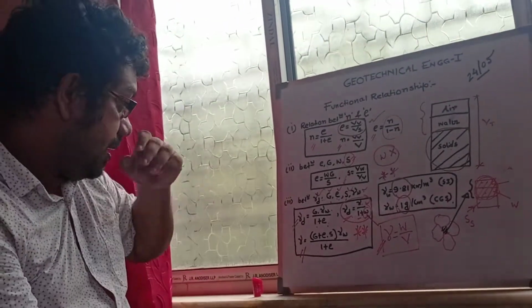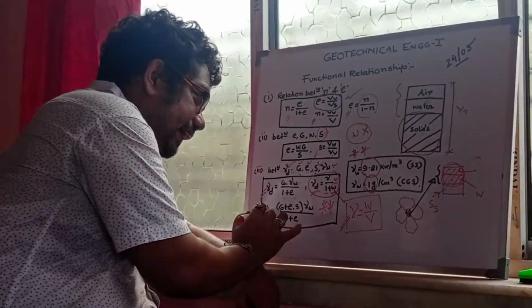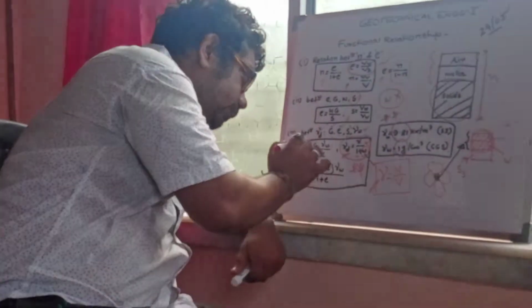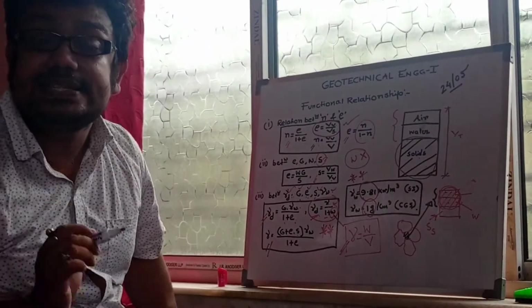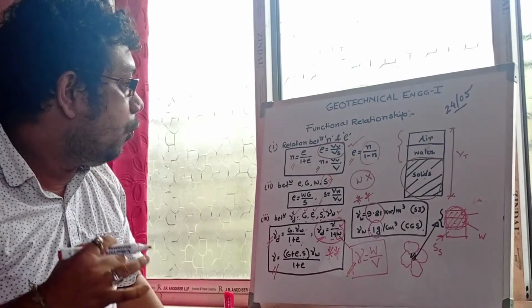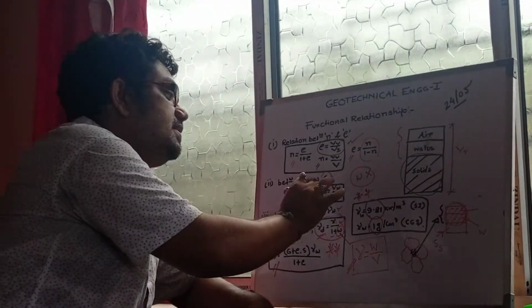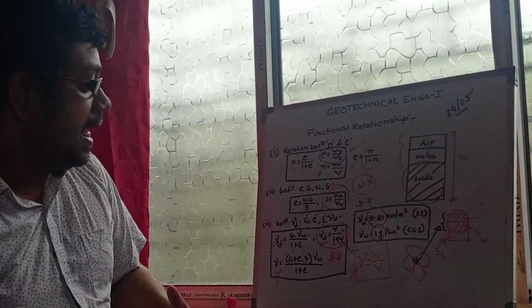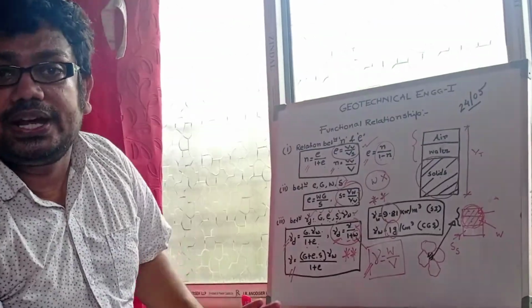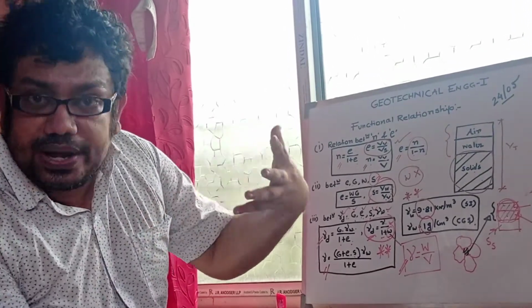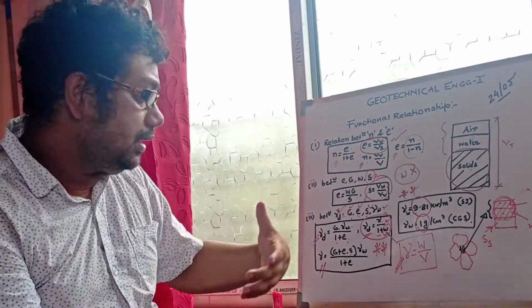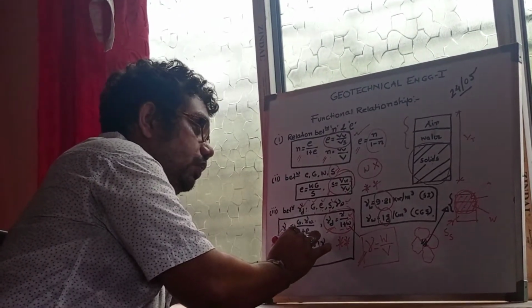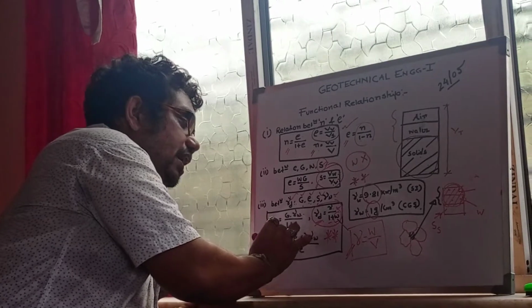Now, one thing you should keep in your mind, if your soil is completely dry soil, what will you put for S? S is the degree of saturation. What is called degree of saturation? Volume of water divided by volume of voids. And if it is a completely dry soil, there is no existence of water. That means Vw equal to 0. So S equal to 0.